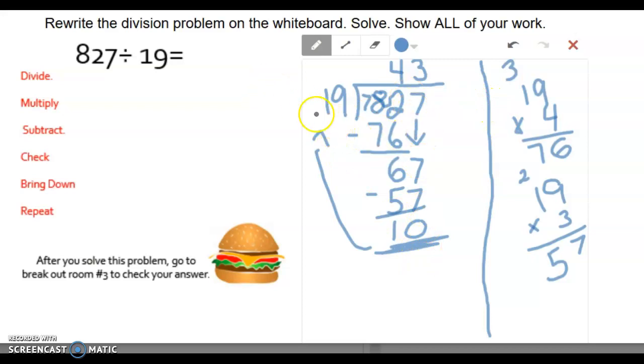Now, I can't put 19 into 10. I can't do that. So we're going to end with a remainder. So our quotient's going to be 43 with the remainder of 10. We could also write it, and I'll put it down here, as a fraction: 43 and 10 over 19. If your division problem doesn't look like this, you can make adjustments on your whiteboard.